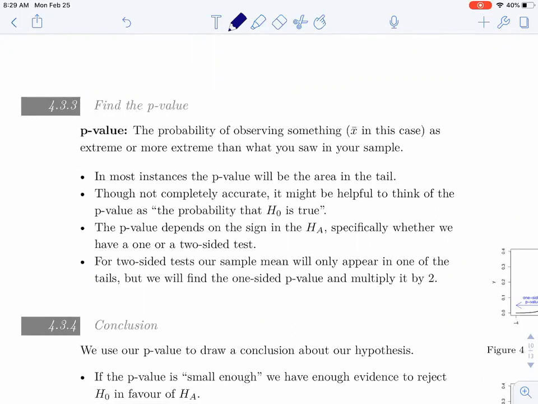So from there, we'll move on to step three then. Step three is where we find the p-value. The p-value, we've already kind of hinted at, is the area in the tail. But by definition, the formal definition of a p-value is the probability. The probability, remember, is the area under the curve. The probability of observing something, x bar in this case, one sample mean in this case, as extreme or more extreme than what you observed.